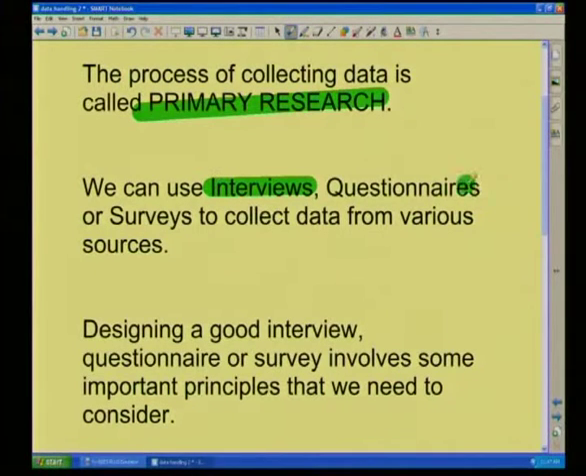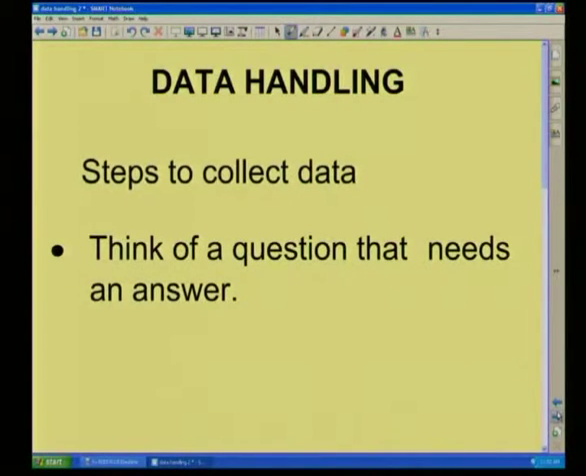We can use a questionnaire or a survey, and we can collect the data from various sources. Designing a good interview or questionnaire or survey involves some important principles that we need to consider. Steps in collecting data. Think of a question that needs an answer. Perhaps we're interested in knowing how many people shop at Checkers. So that would be our question.